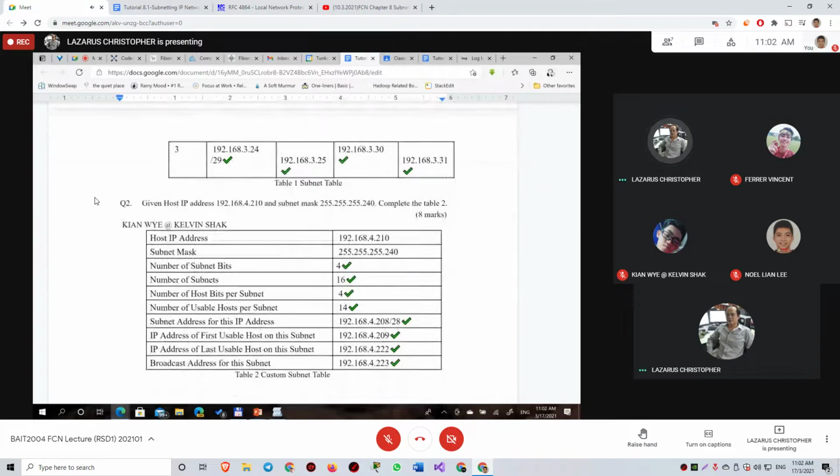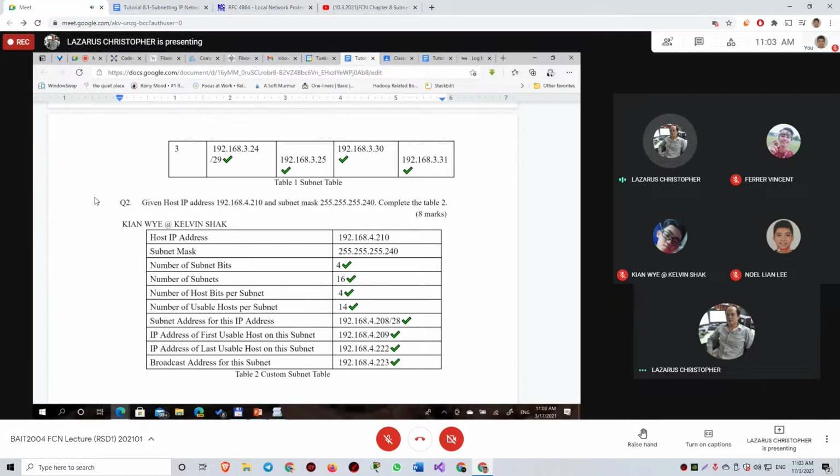Question 2 is also another popular kind of question being asked, but slightly different because it gives you a structured way to ask. It gives you the host IP address. So that means you have to work backward, and the subnet mask. Notice the subnet mask is .240, so it's already borrowed bits. Here you're given a subnet mask rather than a prefix. These two are the given, and the one ticked is the one that you have to provide the answer.